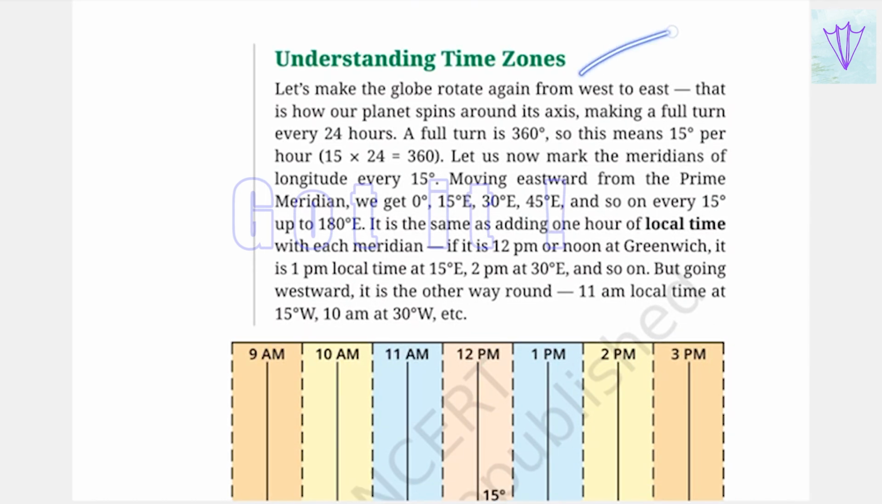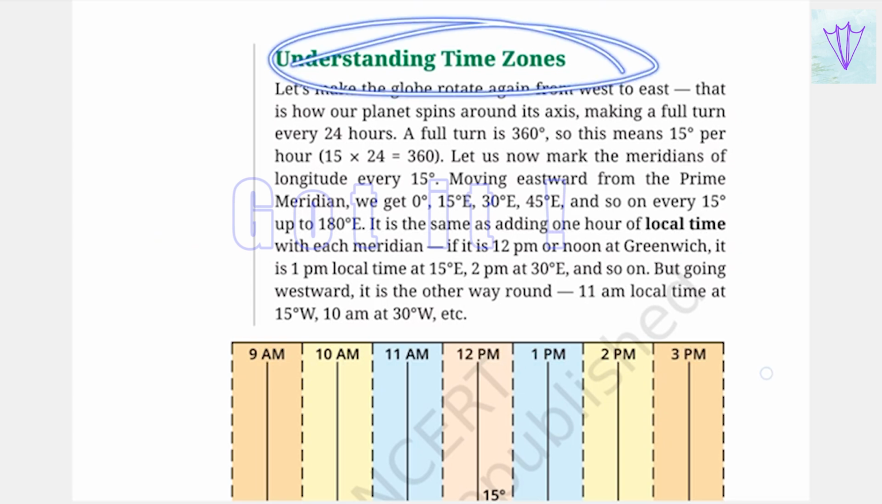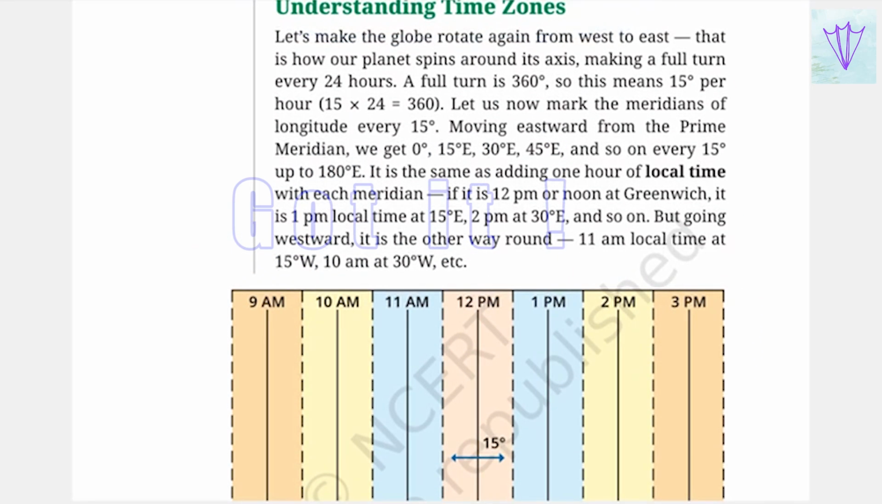It is important to study this concept because when the earth is rotating, each country will have various hours of their working, sunrise and sunset. So it is important to study these zones. So let's make the globe rotate again from west to east, and that is how our planet spins around its axis, making a full turn every 24 hours. It is important to remember that it will rotate every 24 hours.